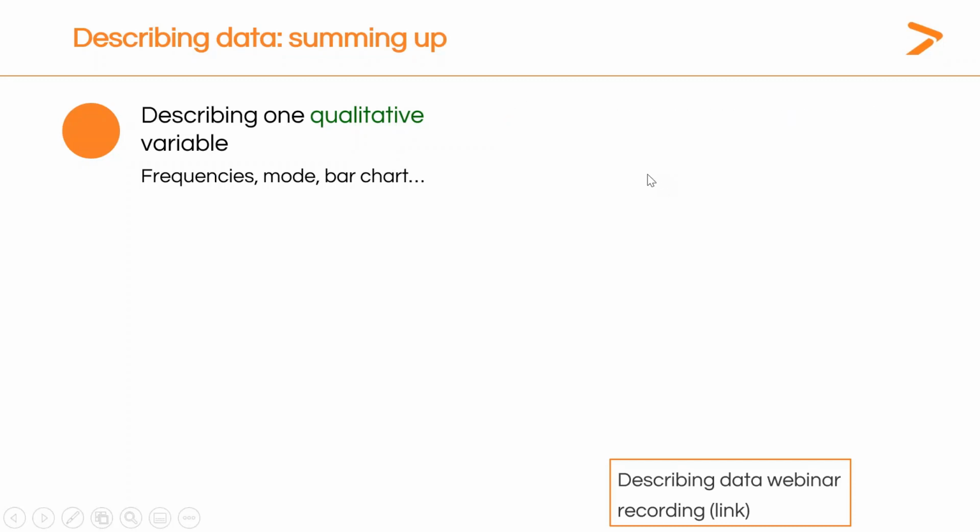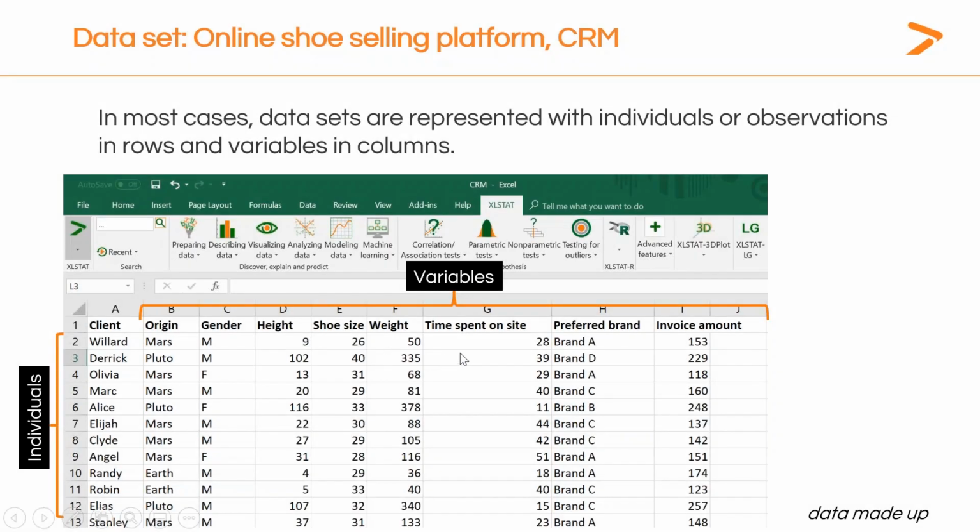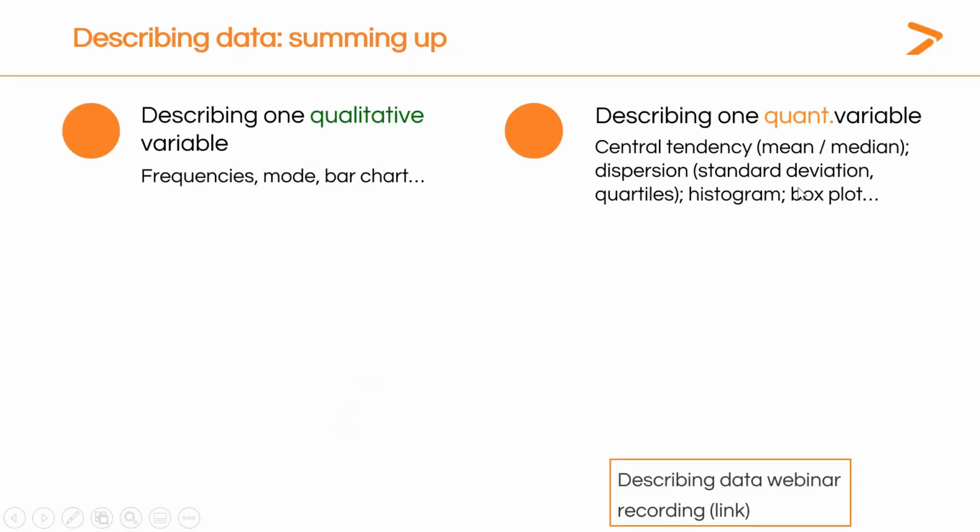Then we described one quantitative variable. We took shoe size, if you remember. Here, we took shoe size that we characterized using central tendency, which is the measurement of the middle of the data, and we measured central tendency with the mean and the median. We also used indices that reflect the dispersion of the data, so to what extent the data points are spread around the central tendency. So we used standard deviation. We also talked about quartiles, and we used histograms and box plots in terms of visualization tools.